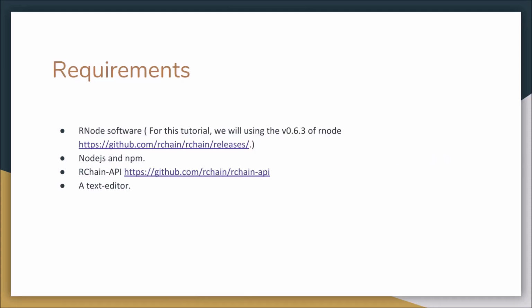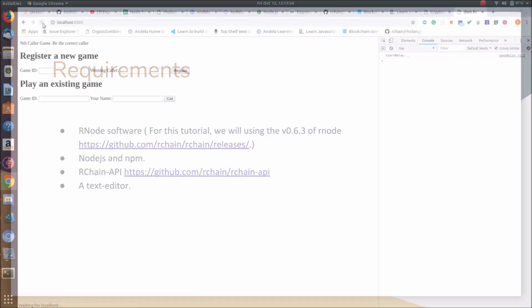The requirements for this crash course are the RNode software, and you can see a link to download right there on your screen, Node.js and the Node Package Manager, the RChain API, and a text editor. Now, for this tutorial, we will be using version 0.6.3 since it's more compatible with the application that we're building. So in the releases, you would see other more recent versions that you could also work with.